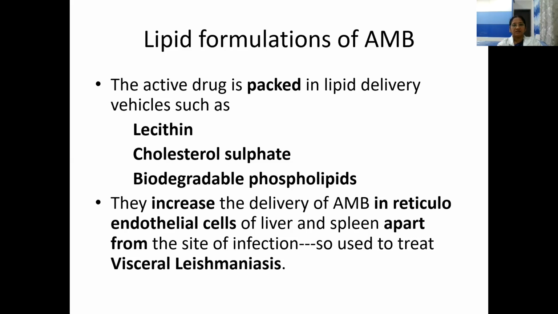The active drug is in lipid formulations. The active drug is packed in lipid delivery vehicles such as lecithin, cholesterol sulfate, and biodegradable phospholipids. They increase the delivery of amphotericin B to reticuloendothelial cells, that is liver and spleen, apart from the site of infection. So these lipid formulations are used to treat visceral leishmaniasis. The other name for visceral leishmaniasis is Kala Azar.